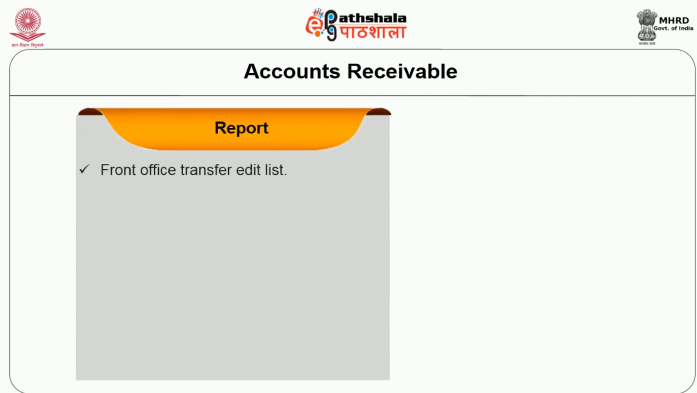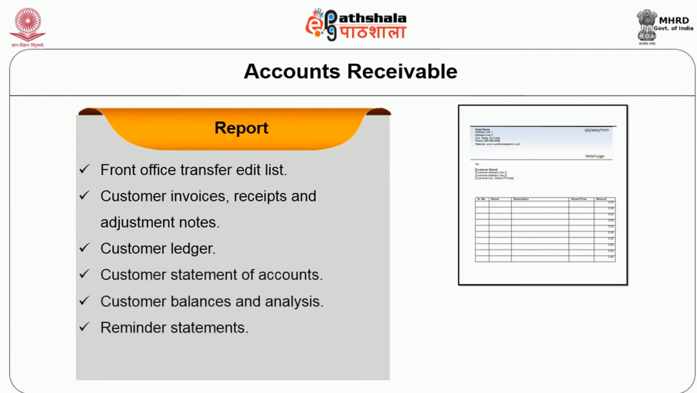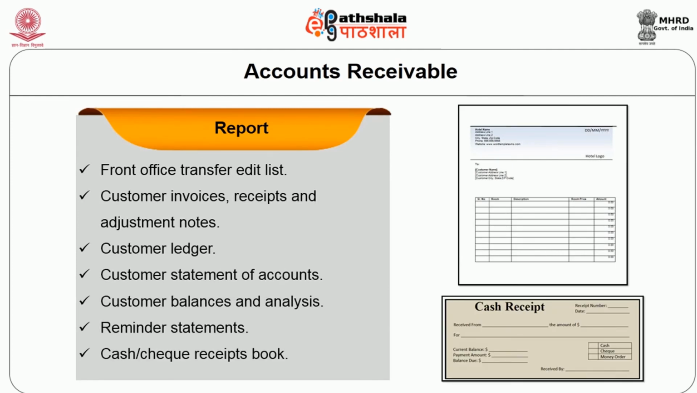The reports maintained here are the front office transfer edit list. So in the front office transfer edit list, anything transferred to the other departments is maintained here. Next is customer invoices, receipt and adjustment notes. Invoices are the major bills, where a list of items or any services given to the customers are recorded and you give the bill for that.